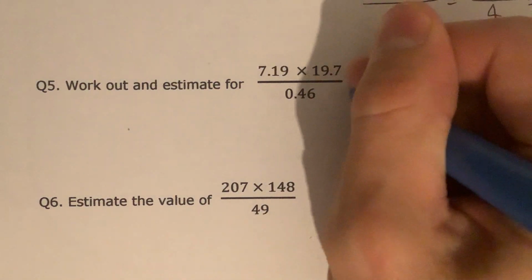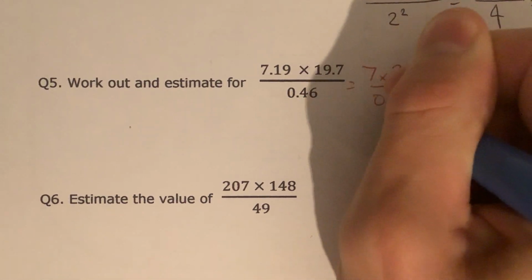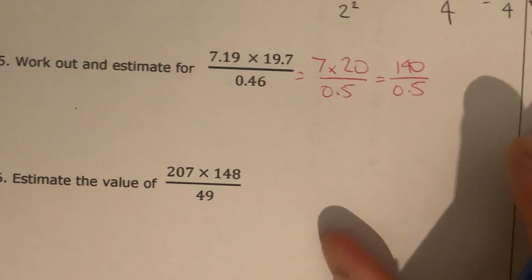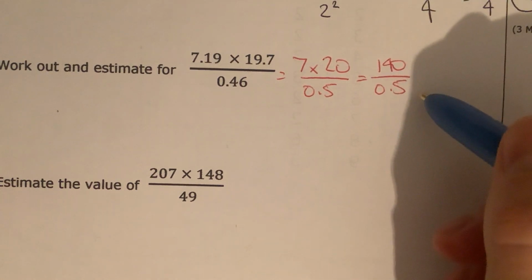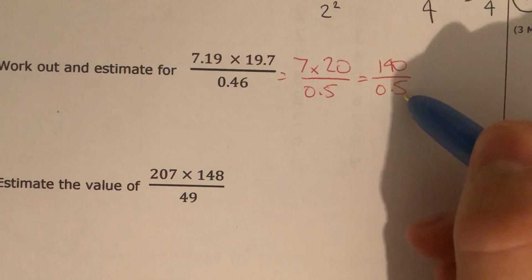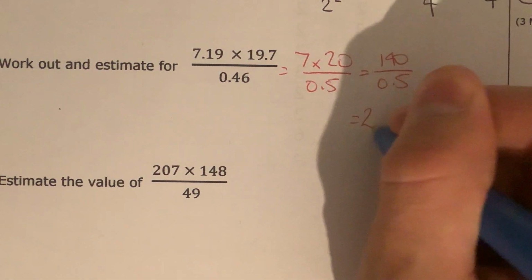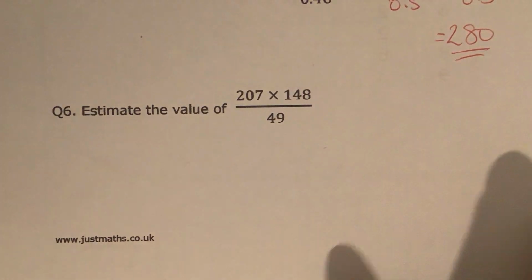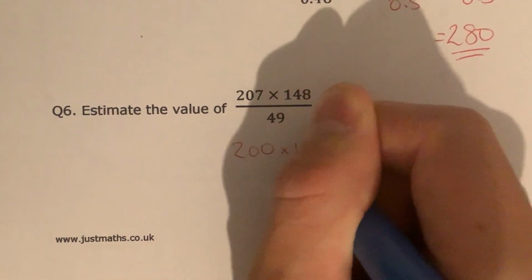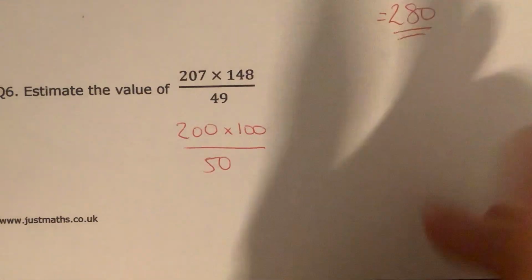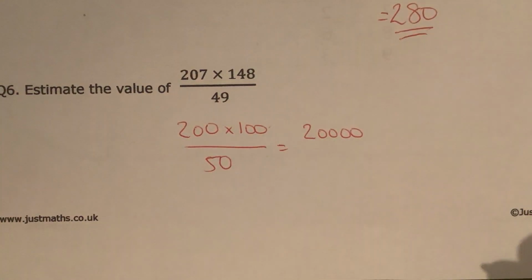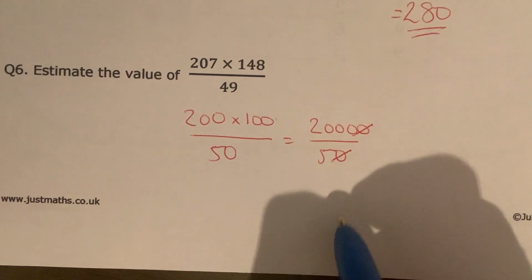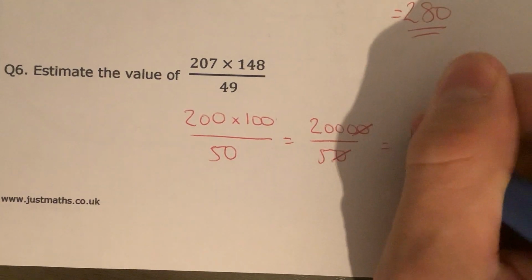Okay, question 5. 7 times 20 divided by 0.5. So 140 divided by 0.5. I can do the same thing again, multiply both by 10 and work it that way. Or we know that dividing by a half is the same as timesing by 2. So actually my answer to that one is 280. Okay, right, question 6. I've got 200 multiplied by 100, divided by 50. So 20,000 divided by 50. I can divide both by 10. So I've got 2,000 divided by 5. Okay, so that's 400.